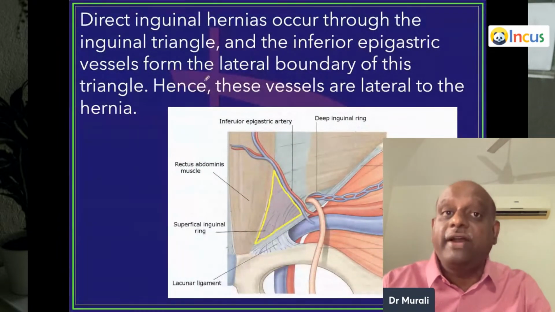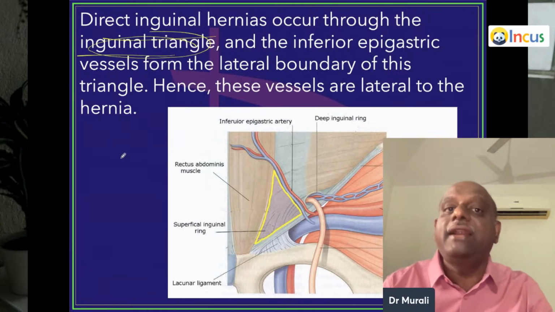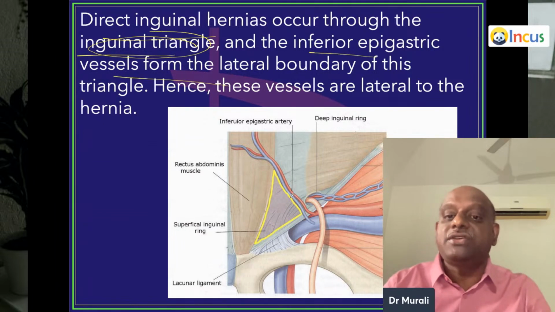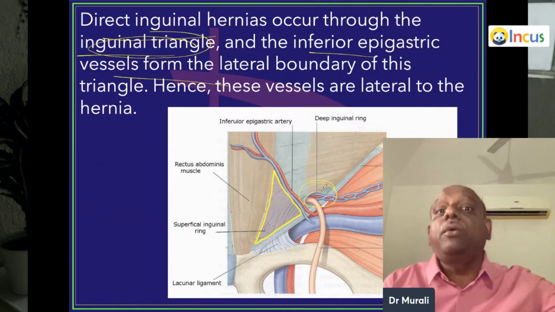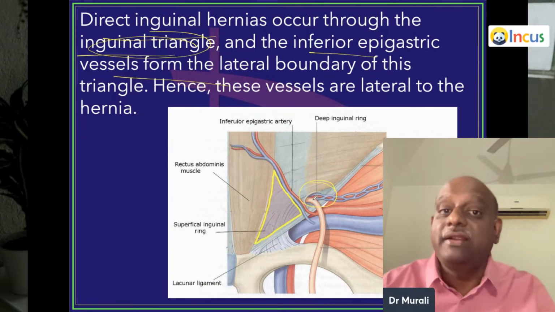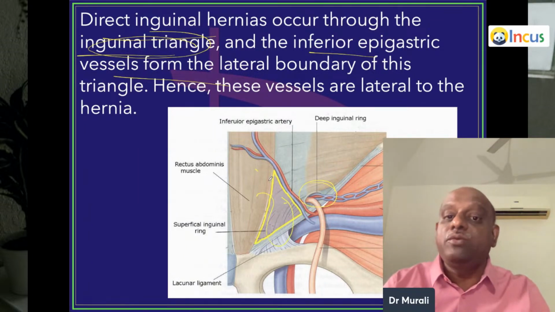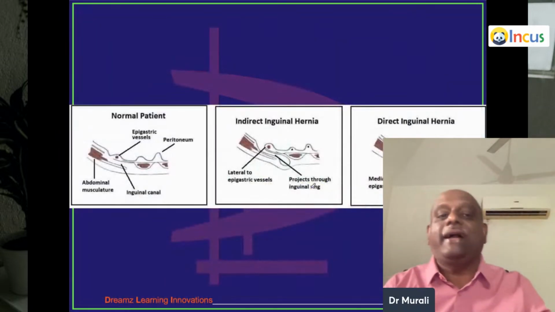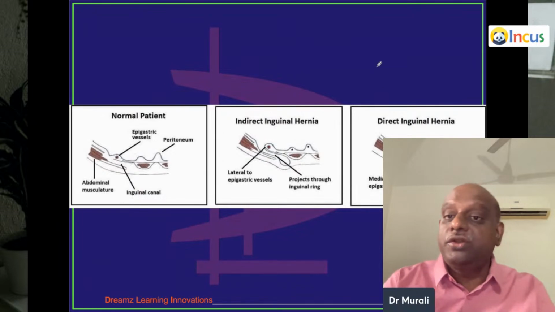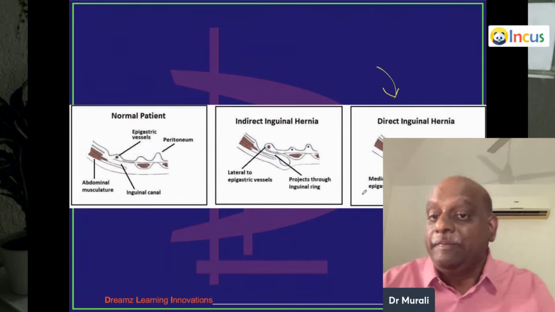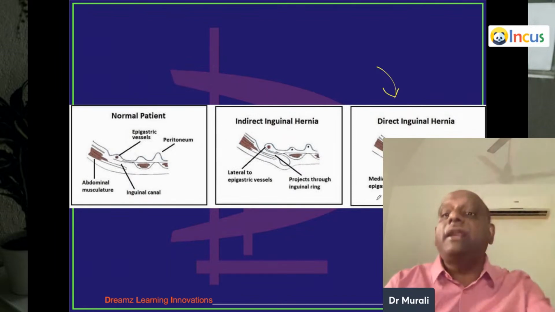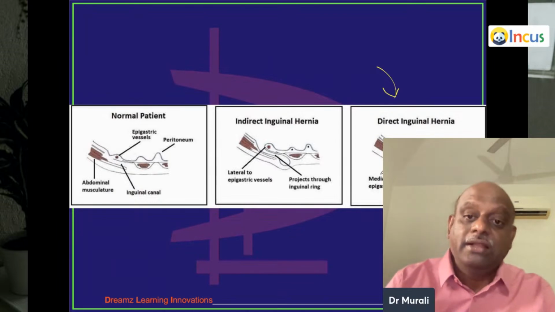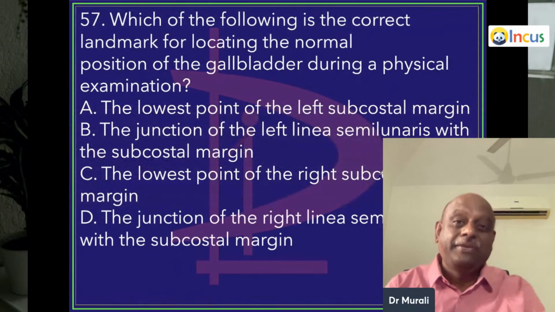that direct inguinal hernias occur through the inguinal triangle of Hesselbach, and the inferior epigastric vessels form the lateral boundary of the triangle. That's the reason for the direct inguinal hernia which comes through the Hesselbach triangle, the epigastric vessels are all lateral to the hernia, is what you need to remember. So in the direct inguinal hernia, the epigastric vessels are lateral to the herniation happening through the Hesselbach triangle. That's the point you need to remember.